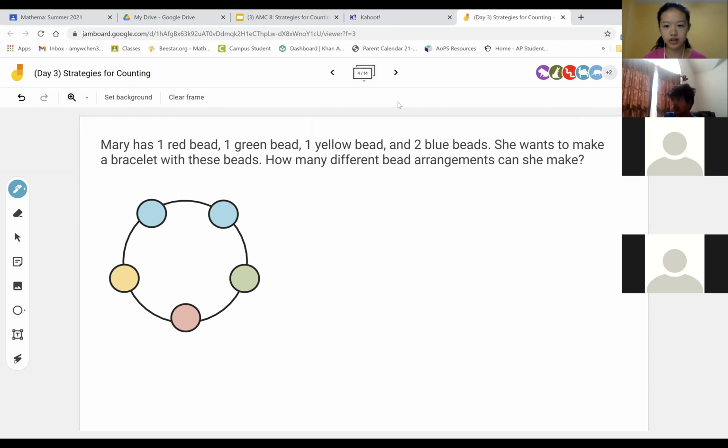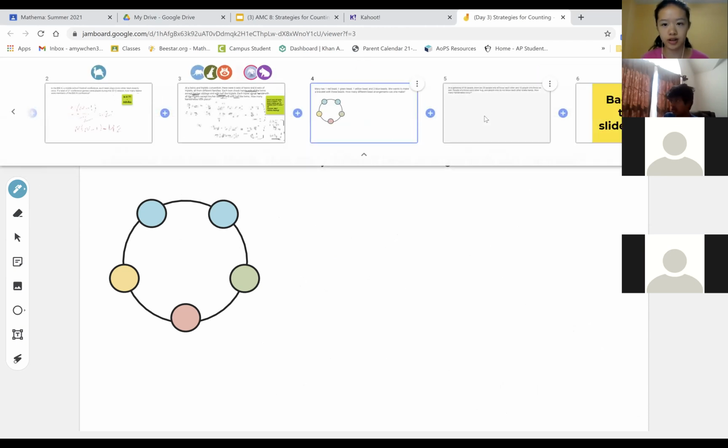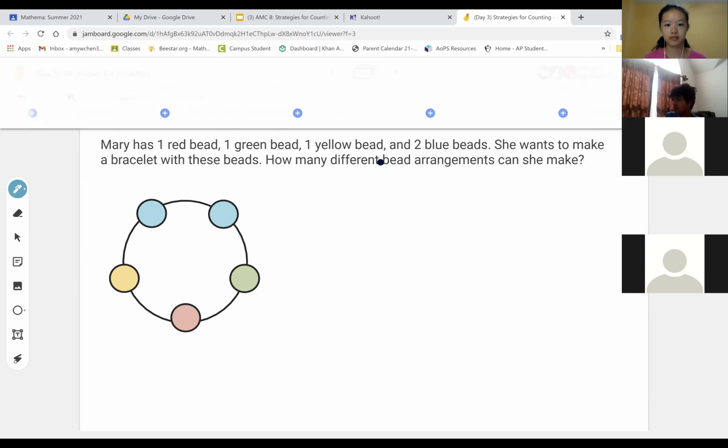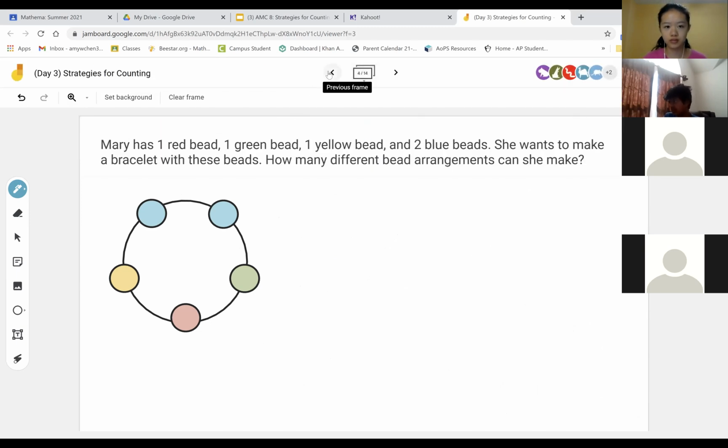Yeah, we can do this question and then we might need to move on, because I think someone asked about slide number 2 again, but we might not have enough time. We can come back to that later because right now we have a lot to go through. Okay, so for this question, Mary has 1 red bead, 1 green bead, 1 yellow bead, and 2 blue beads. She wants to make a bracelet with these beads. How many bead arrangements can she make?